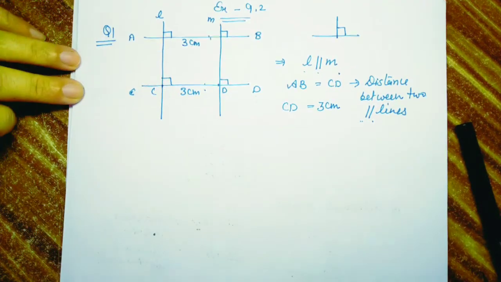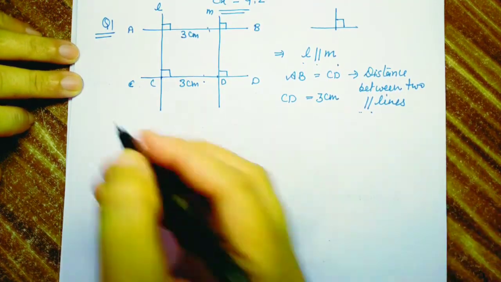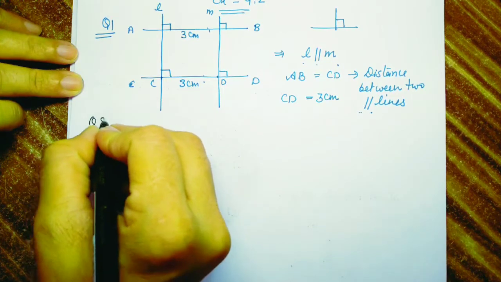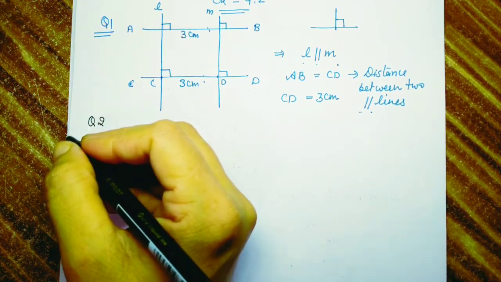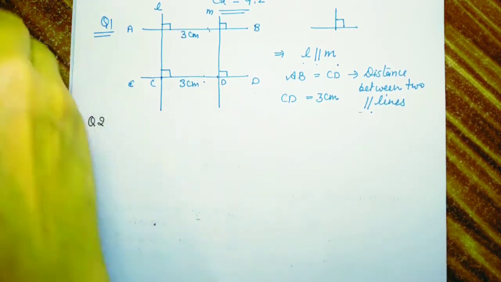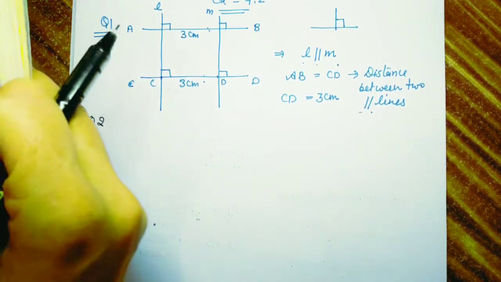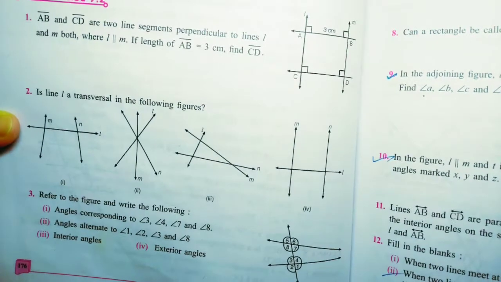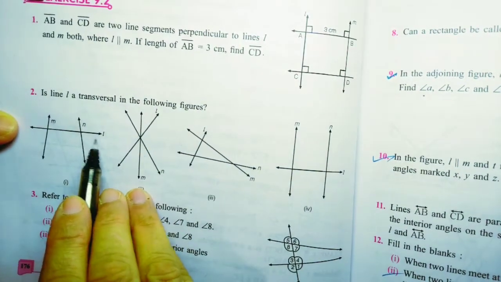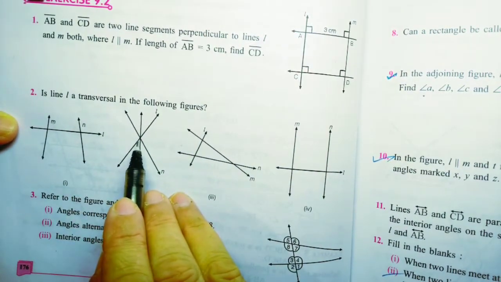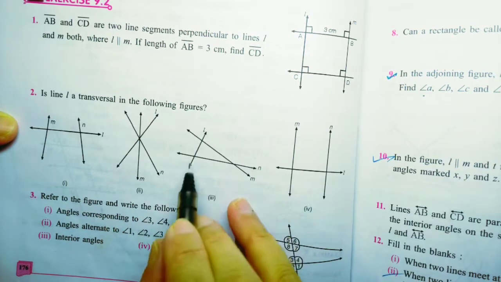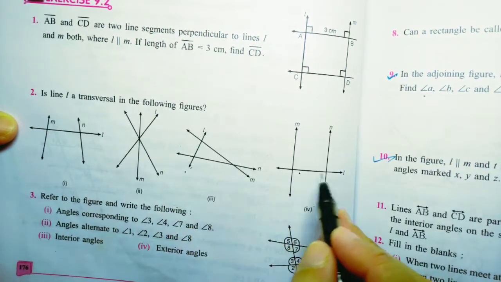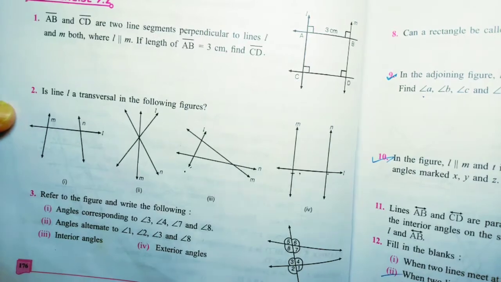Understood the first question? Now move on to question number two. In question number two, they ask whether line L is a transversal in the following figures. So students, here we have to find out in which figure the line is a transversal. The first, yes, transversal. Second is concurrent. Third also, this line L is a transversal. In fourth also, line L is a transversal.